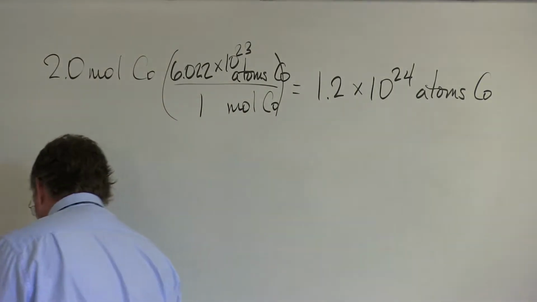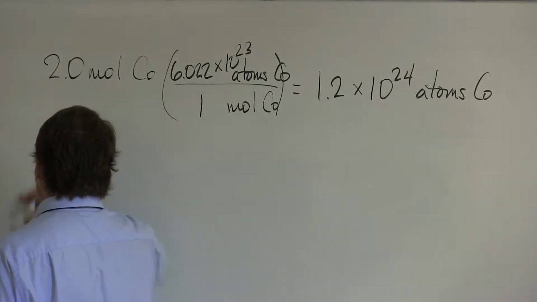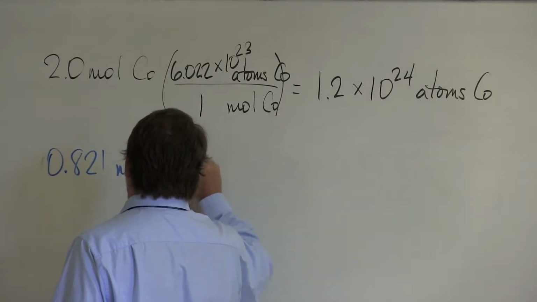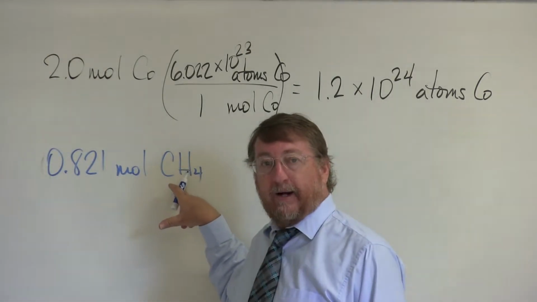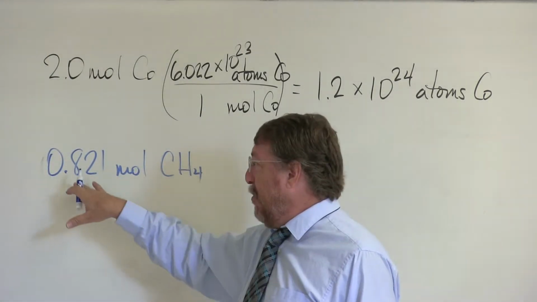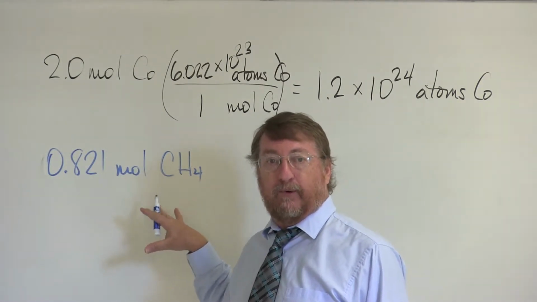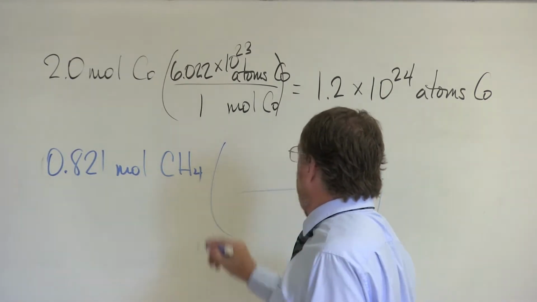Actually, let's switch colors here. Moles of methane. Now I have a molecule. Doesn't matter. Moles are moles. So if I have 0.821 moles of methane, I'm going to have a little bit less than Avogadro's number of methane molecules. So let's set up our relationship here.